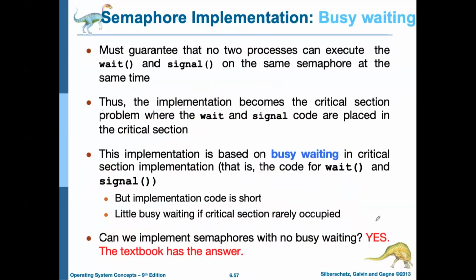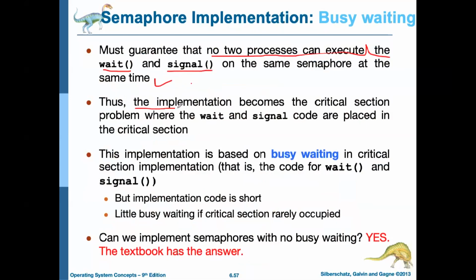Semaphore implementation with busy waiting. This is a type of signal where we are busy waiting. We must guarantee that no two processes can execute either wait or signal on the same semaphore at the same time. This is very important: guarantee no two processes.